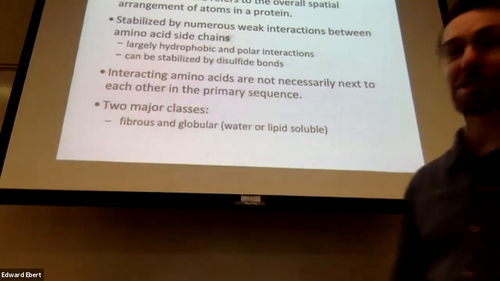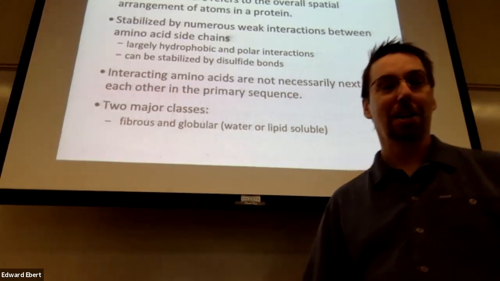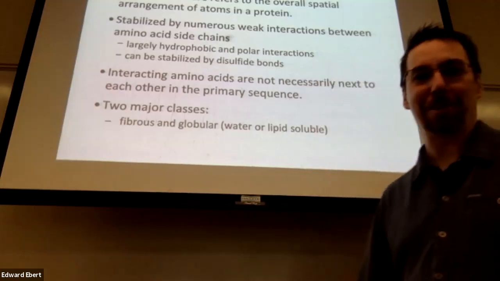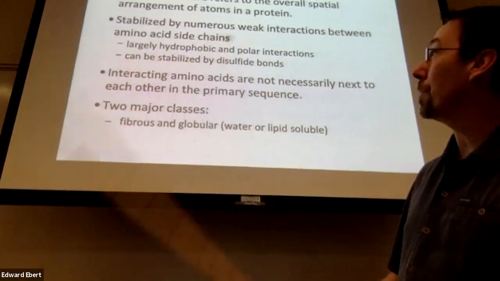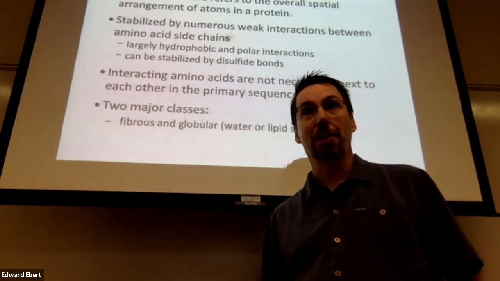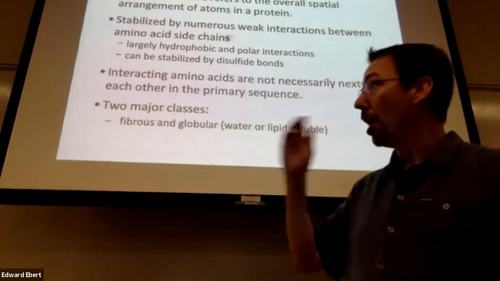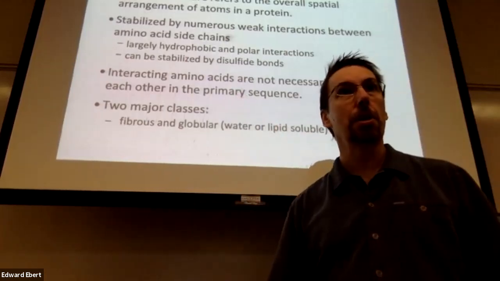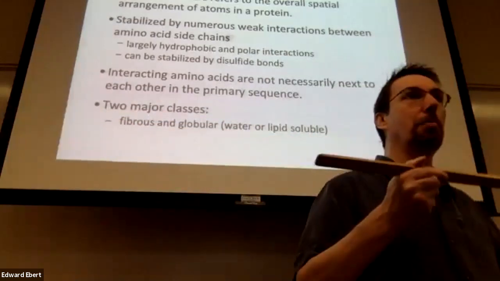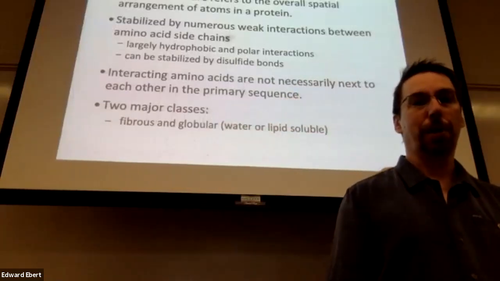So again, our tertiary structure is going to be stabilized by hundreds, if not thousands, or hundreds of thousands of weak interactions. Lots of these will be hydrophobic interactions. Lots of them will be polar interactions. We'll often see disulfide bonds that provide an anchor to hold a couple of different strands together. A lot of the amino acids that interact with each other might be really far away. We might have one at position 10 and one at position 300, but it loops around and ends up close to that amino acid at position 10. And that's how it interacts.